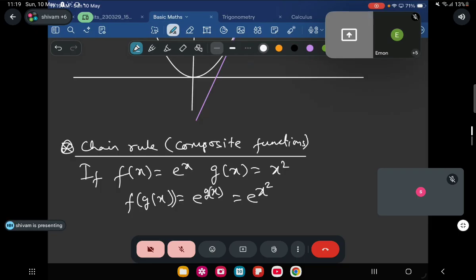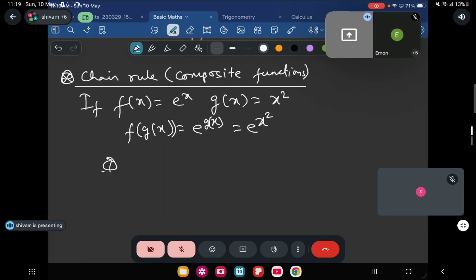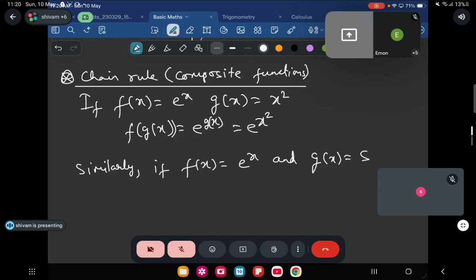Similarly, can anyone tell me, if f of x equals e to the power x and g of x equals sin x, what is f of g of x? Raise your hand, tell me. What is f of g of x? Yes, somebody tell me. E to the power sin x, correct. You should understand what composite functions are. It is the composite of two functions: one is e to the power x, one is sin x.